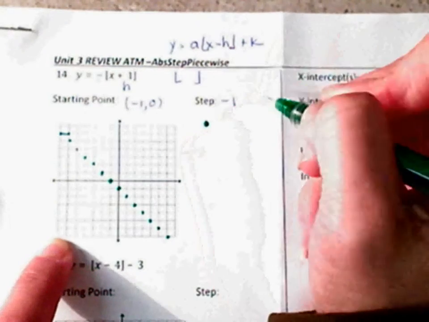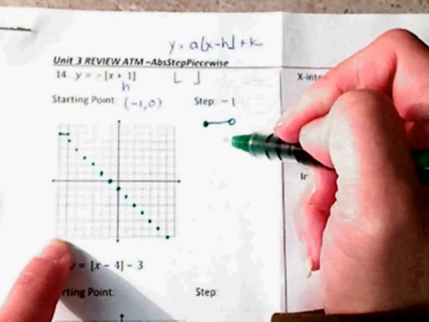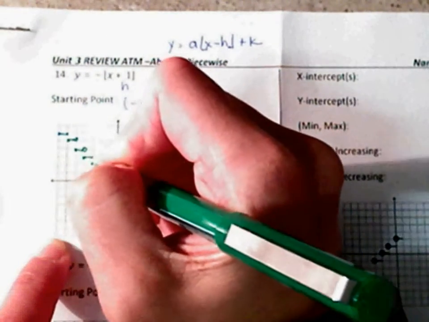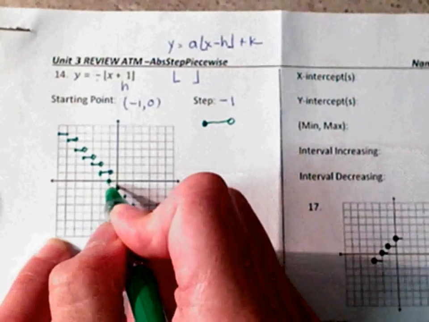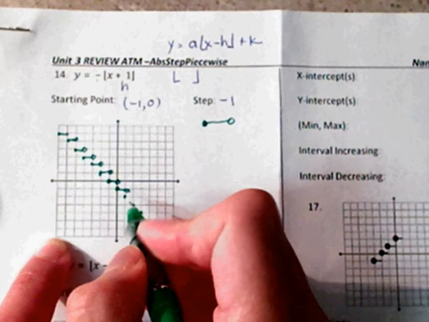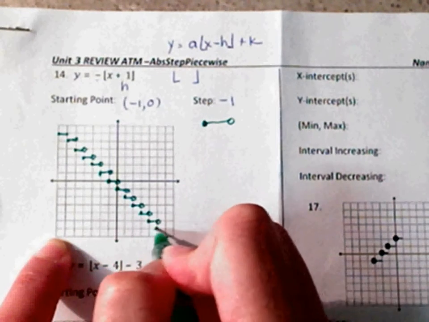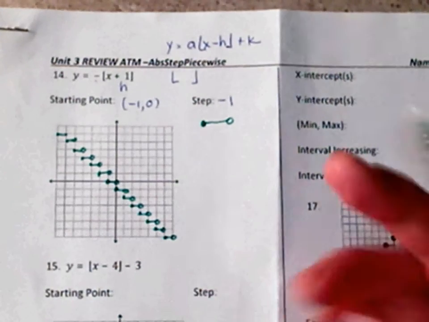You enclose, it's closed, and it's open. Why? Because you're rounding down, okay? So it should all look like this. So I'm going to go ahead and just draw my steps all the way through. And there you have your step function for number 14, okay?